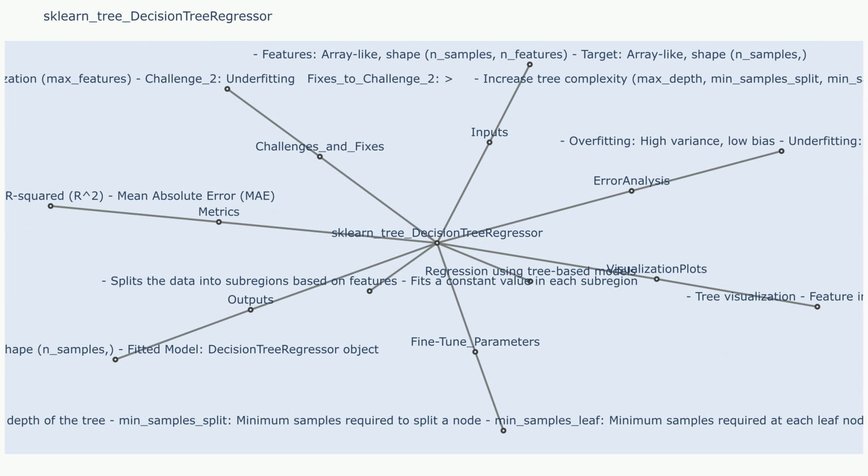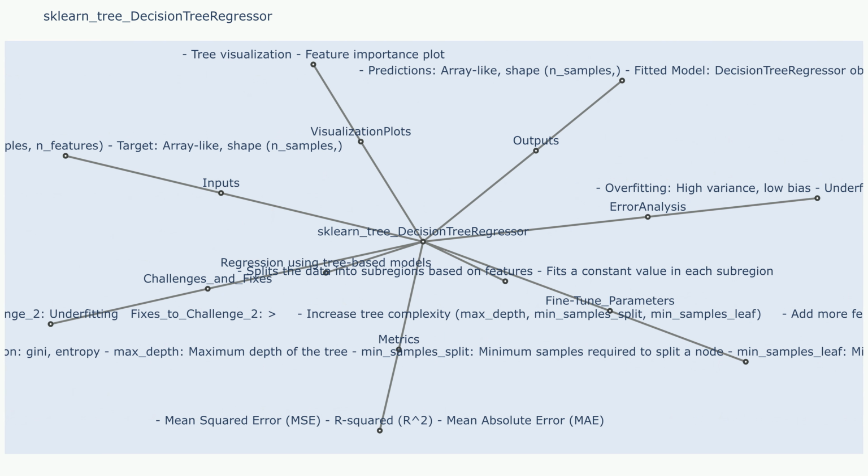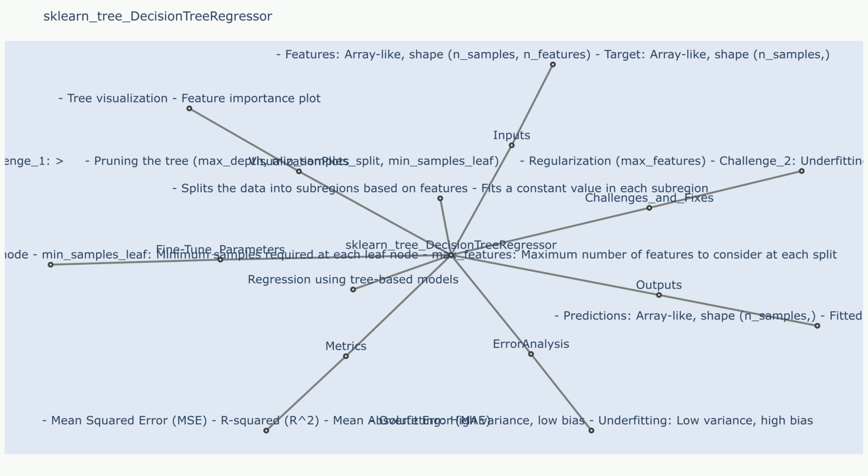the prediction accuracy. Metrics: Mean squared error (MSE) measures the average squared difference between the predicted and actual target values. Lower MSE indicates better model performance. R-squared (R2) measures the proportion of the variance in the target variable that is explained by the model. Higher R2 indicates better model performance. Visualization plots. Decision tree visualization: the decision tree structure can be visualized as a graph showing feature splits, branches, and leaf nodes. This helps understand the model's decision-making logic.